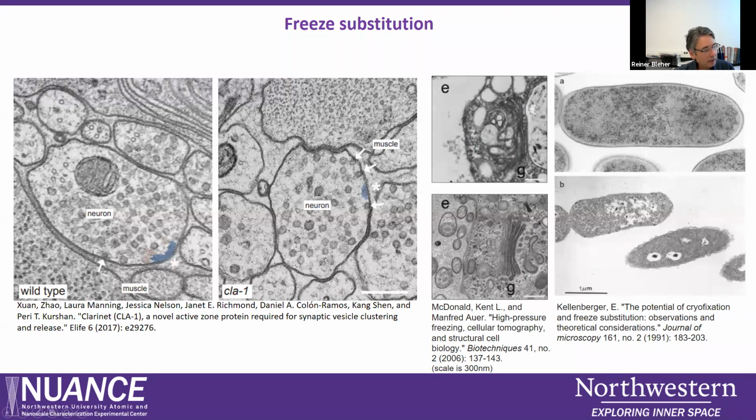And the right side here is a bacteria sample. Here the upper one is a high pressure frozen, freeze substituted sample, while the lower one shows a conventionally prepared sample, and the differences between those samples are quite obvious.